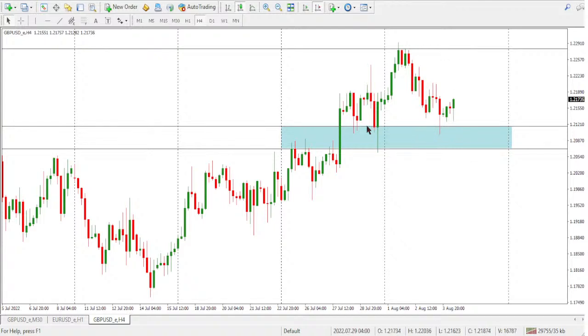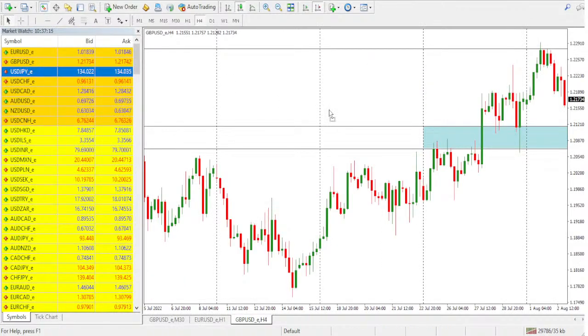So the idea will be to look for a buy when the price touches these two lines. You're going to be looking for a buy position. Our target is this one. Our stop loss is below the candle which broke above this level here. So the stop loss will be somewhere around this area here.